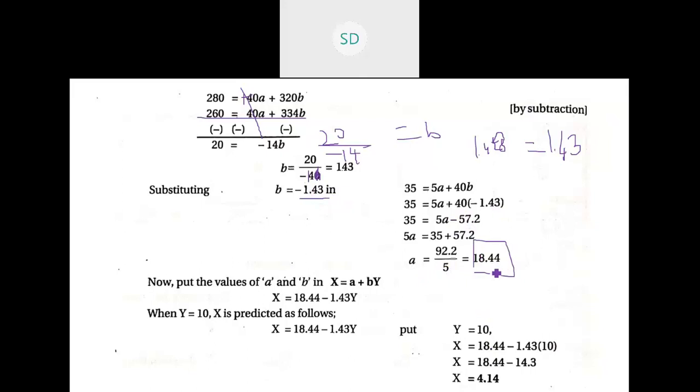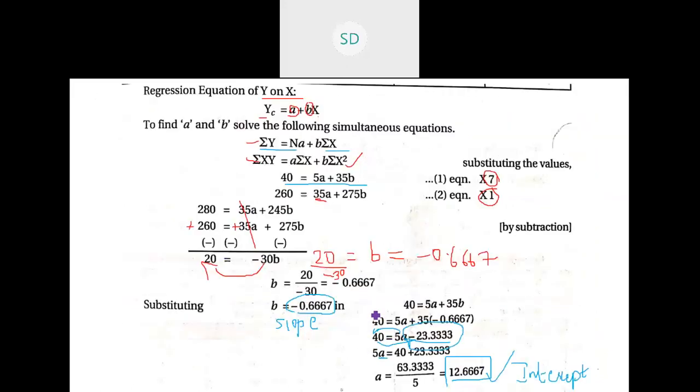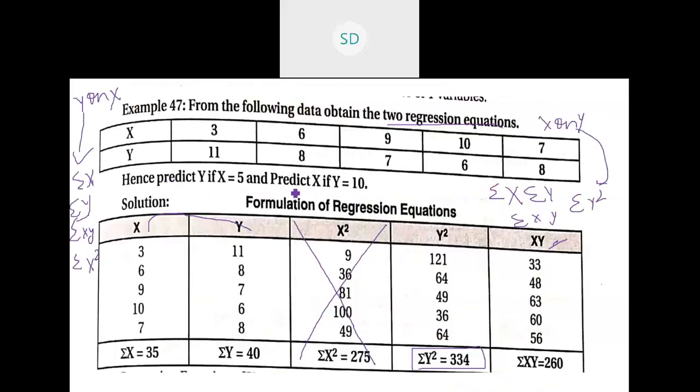Now let us apply this into the regression equation, that is x on y regression equation. Now we will take regression equation, that is x is equal to a plus by. So x is equal to a, which is 18.44. Okay, b is minus 1.43, so they have taken it directly. Okay, so minus 1.43y will remain as it is. Now going back to the question, if you see here, they are saying predict x if y is equal to 10.